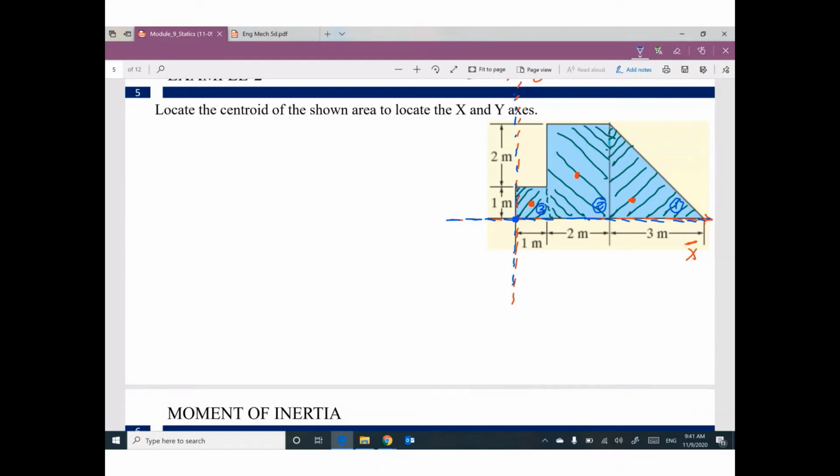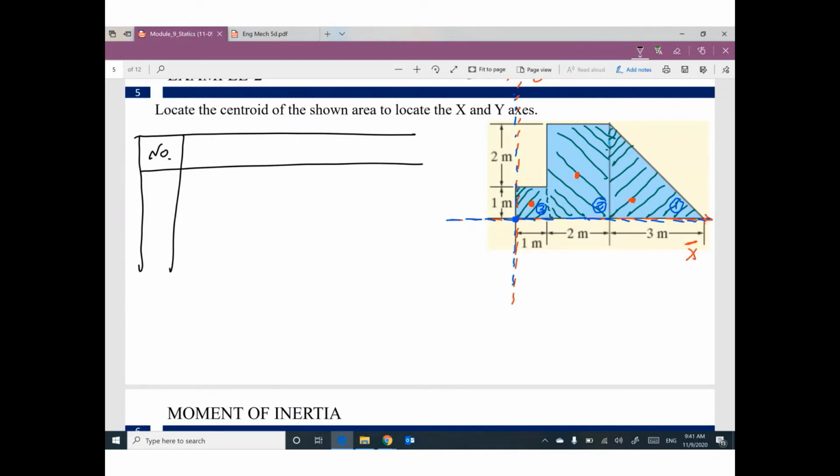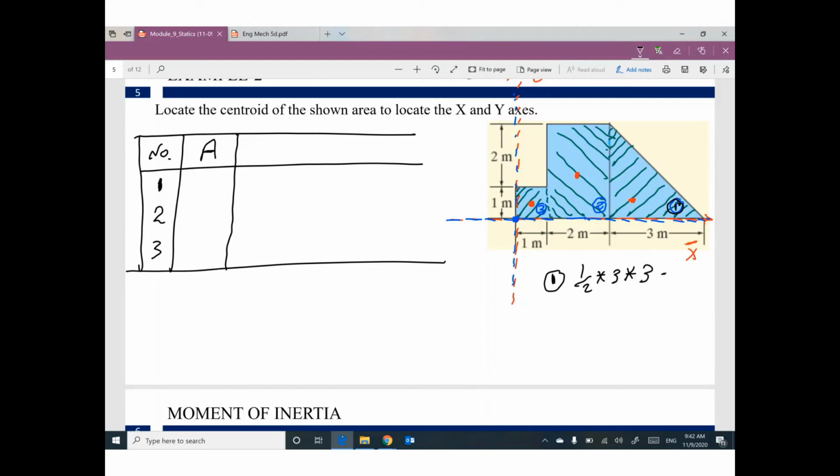The third step, we need to set up a table. First column, number. We have 3 parts. So we have part number 1, part number 2, part number 3. The second column, what is the area of each part? Okay, go ahead and tell me. What is the area of part number 1? It's a right angle triangle. So part number 1, the area will be 1/2 times 3 times 3. If you have a comment, let me know.